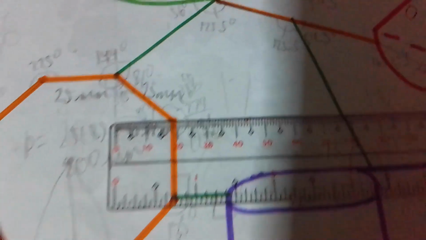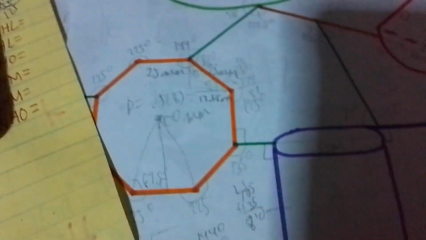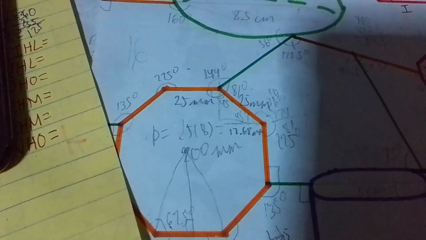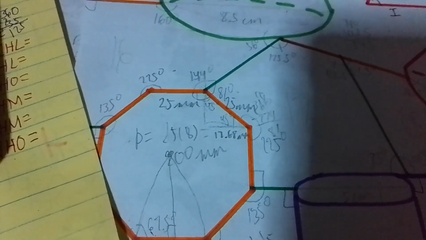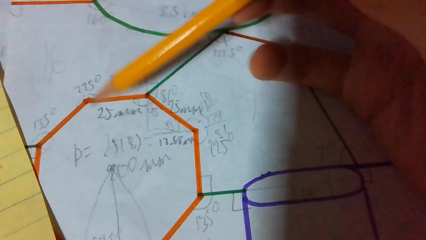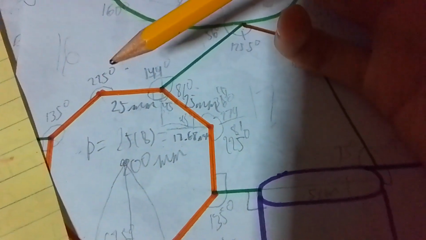yes, malapit na siya sa 18 millimeters. So therefore, the length of that triangle must be 17.67 or 17.68. Malapit na siya. But take note, whatever you do on this side, it also works on the other side. So therefore, this is congruent.